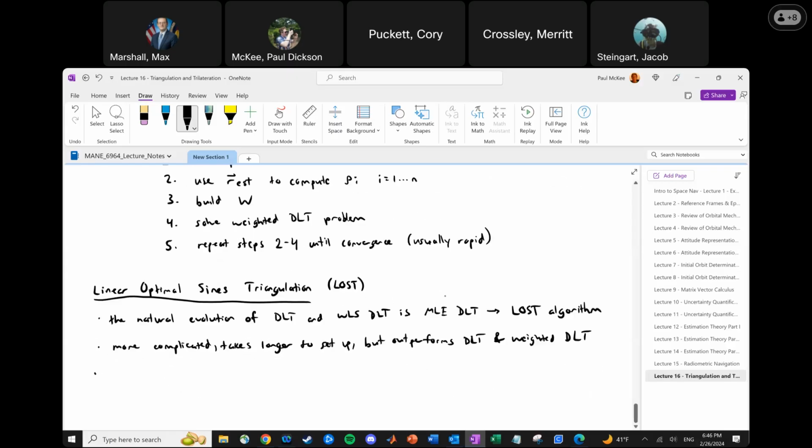If you want to read more about it, in fact, this could even be something that you do for your term paper. It's called Absolute Triangulation Algorithms for Space Exploration by Henri and Christian, published in 2022. So triangulation is absolutely still an active area of research. There's always still more work to be done.